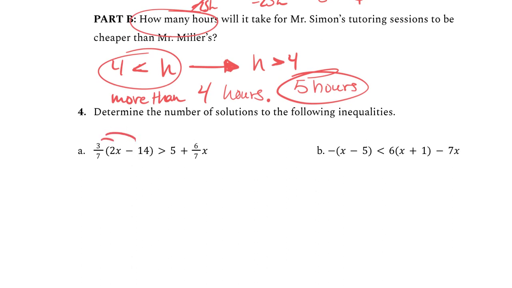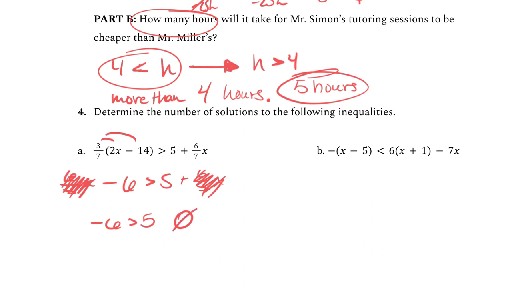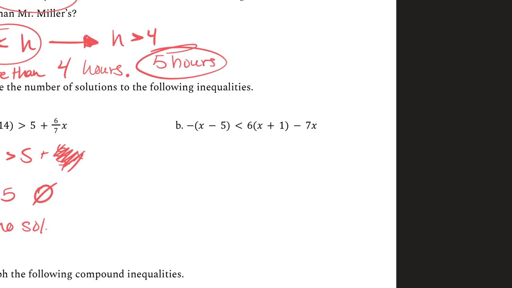All right, so let's distribute here. We'll get 6/7x minus 6 is greater than 5 plus 6/7x. Oh, snap. Okay, so what's going on here? Well, again, let's mark our variables out. We get negative 6 is greater than 5. Is that a true statement? No, that's not a true statement. So this means there's no solutions, right? I guess I did put an example of that on here. I thought I didn't earlier. So there's no solution there. Negative 6 is definitely not greater than positive 5.